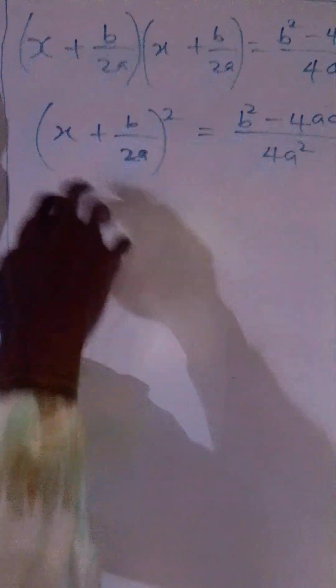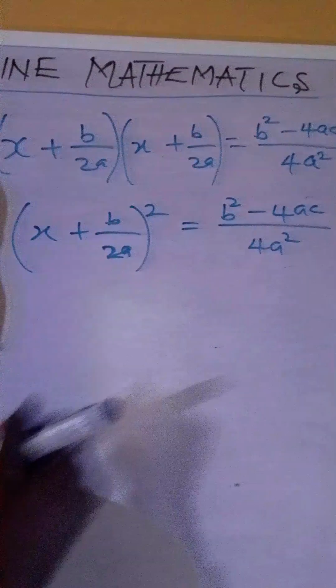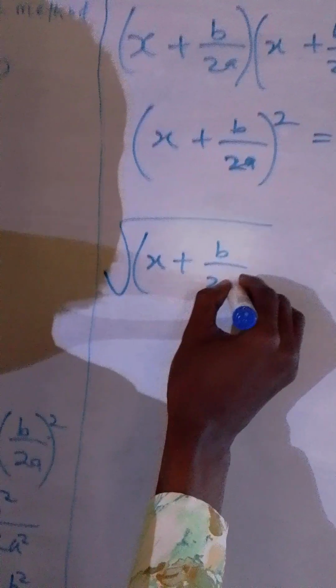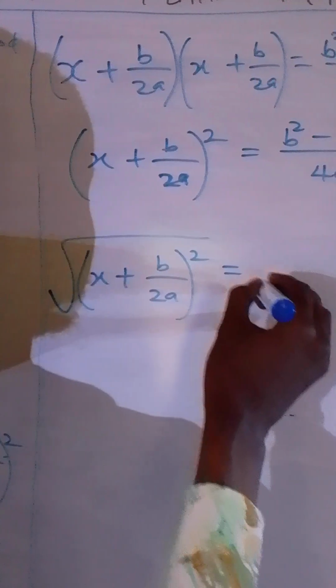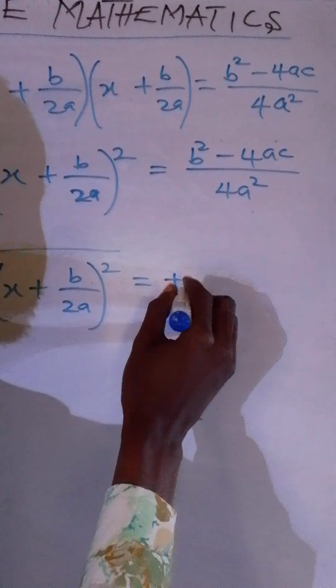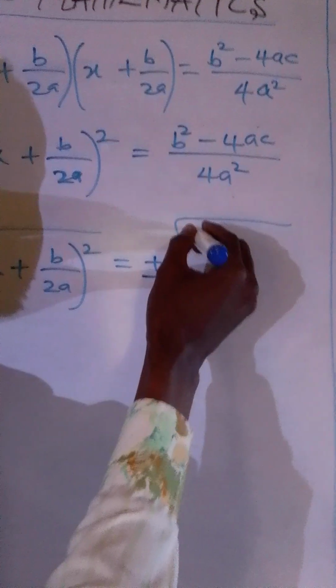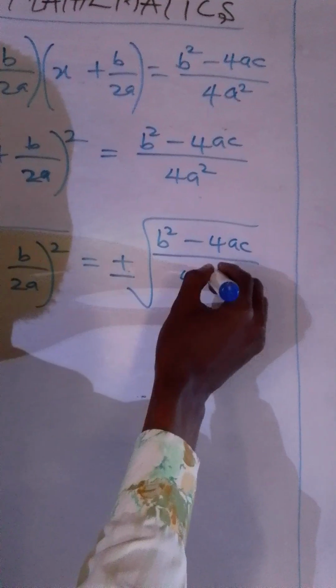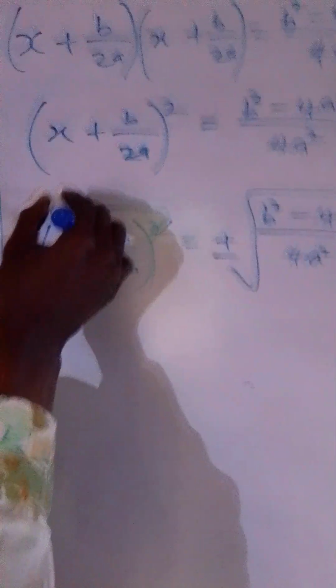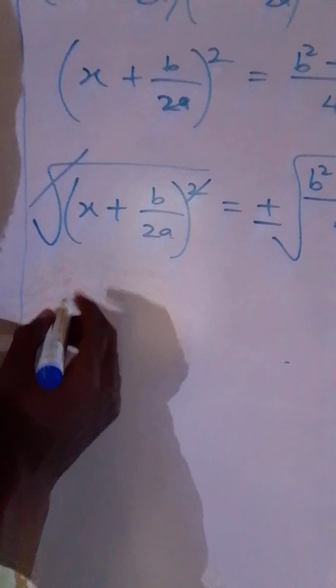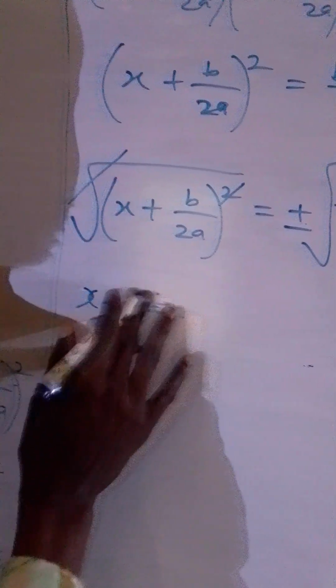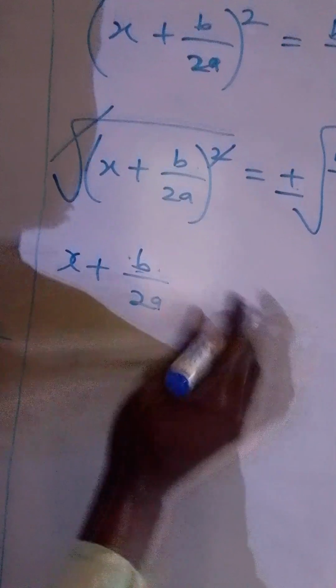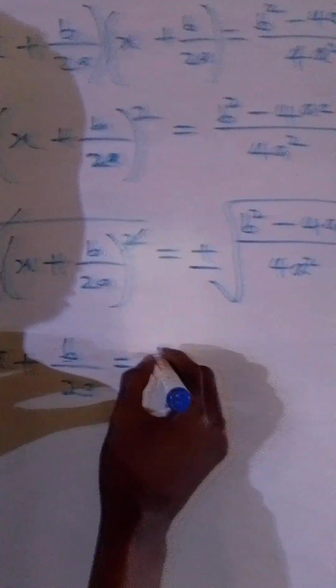Alright, then I have to square root both sides. In order to eliminate this square, I have to square root both sides. So I have square root of x plus b over 2a squared equal to plus or minus square root of b squared minus 4ac over 4a squared. Then square cancels root. We have x plus b over 2a equal to plus or minus.